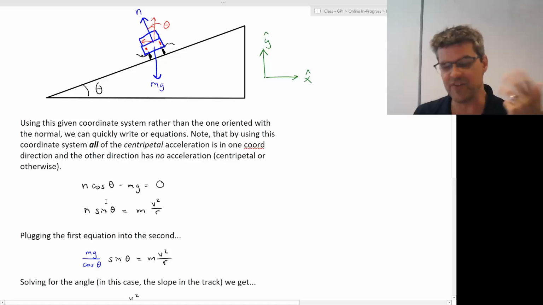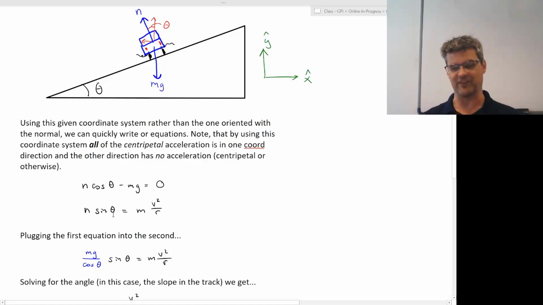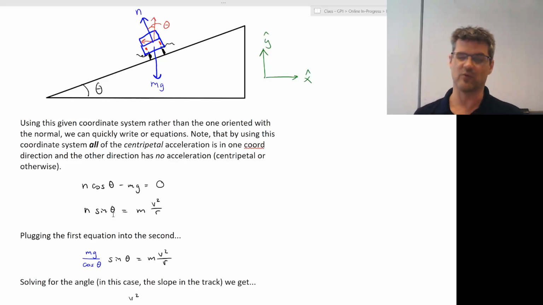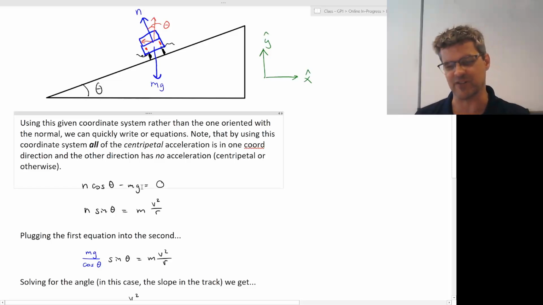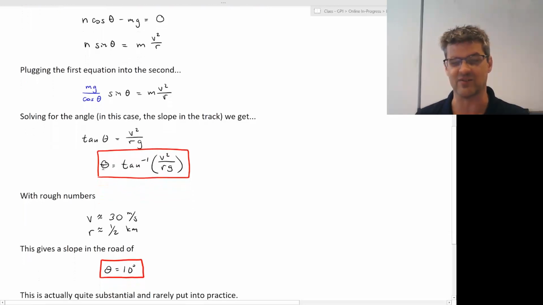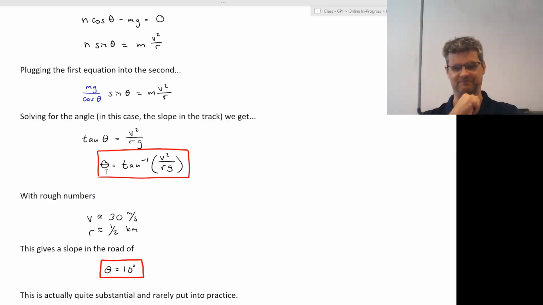Okay, well now with this information, I could do a little bit of solving to figure out what angle would be needed for a car to navigate a turn safely when there's no friction. So from the first equation, we can get an expression for the normal force. We plug that normal force into the second equation. That's what's going on right here. Turns out that sine theta over cosine theta is tangent of theta. Divide both sides by mg. We get v squared over rg. And so the angle that is required to safely navigate a curve in the absence of friction is the inverse tangent of v squared over rg.